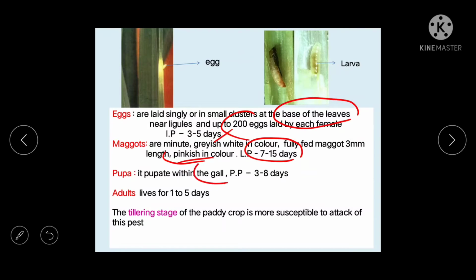Pupa: within the gall you will find the pupa. What is gall? That I will discuss in the next slide. Then the pupal period is 3 to 8 days and the adult lives for 1 to 5 days.